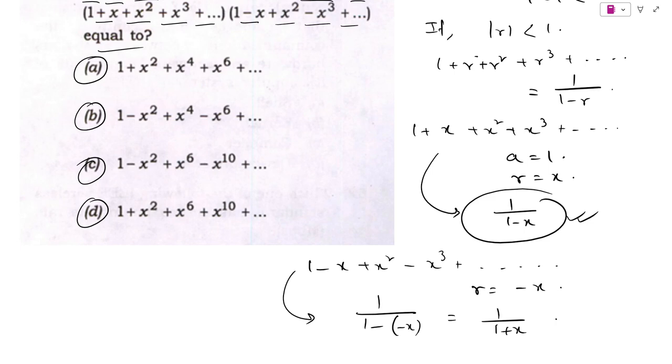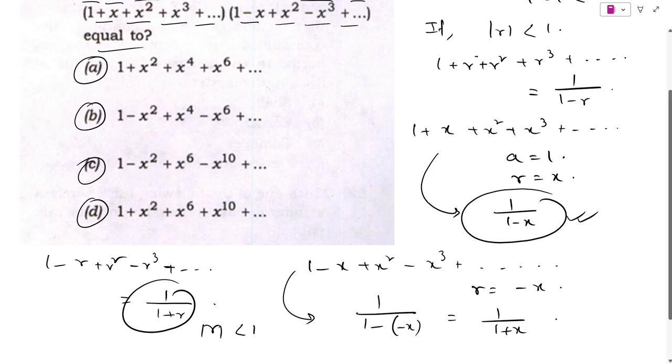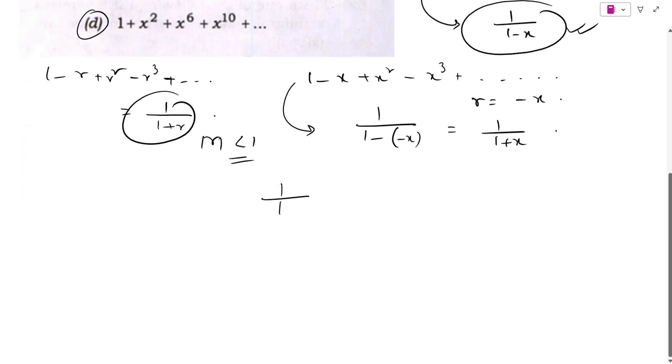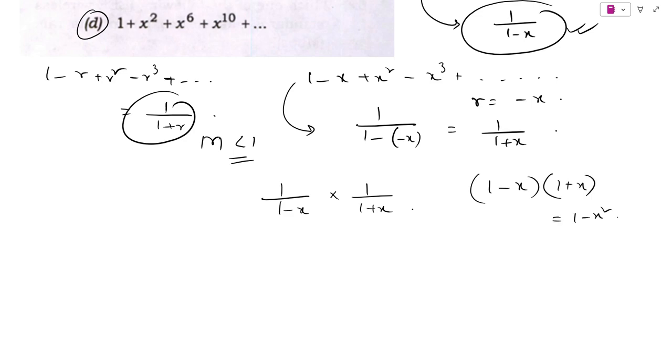Now, whenever the signs alternate, don't panic. Simply remember 1 minus r plus r square minus r cube is basically 1 by 1 plus r, provided mod of r is less than 1. Now, the original product becomes 1 by 1 minus x into 1 by 1 plus x. So using the identity 1 minus x into 1 plus x is 1 minus x square, we get 1 by 1 minus x square.